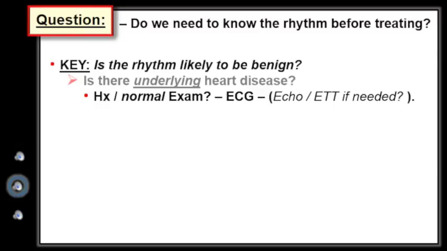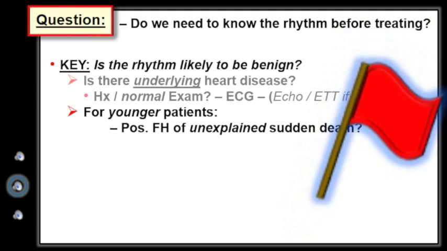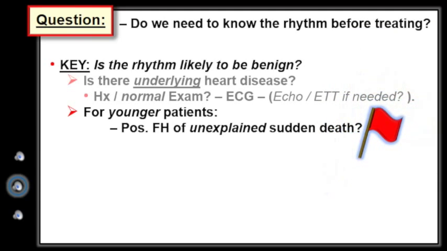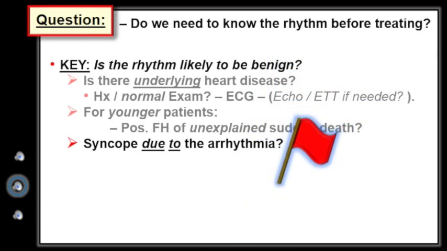We are looking for red flags, especially for the younger patient with an arrhythmia or the young to early middle-aged adult. Is there a positive history of unexplained sudden death at an early age in the immediate family? One of the biggest red flags is if the patient conveys a history of syncope or pre-syncope during activity that sounds like it might be due to an arrhythmia.